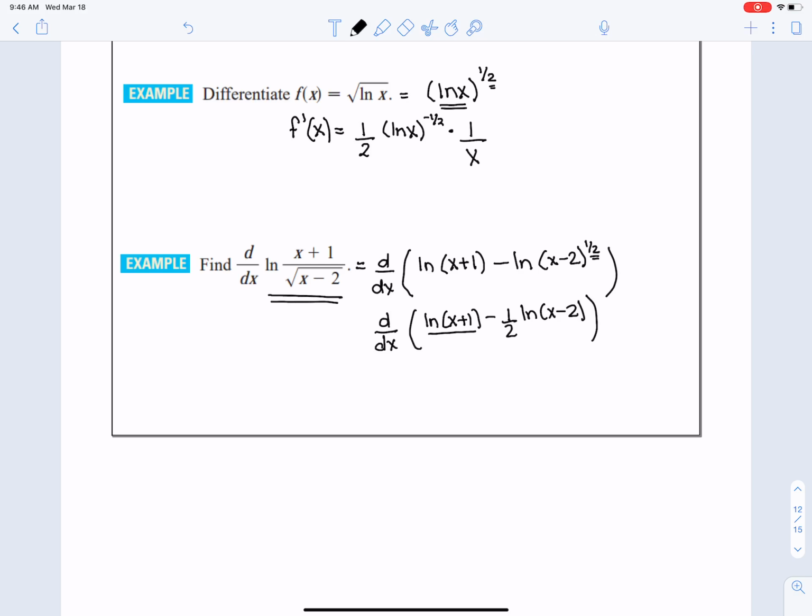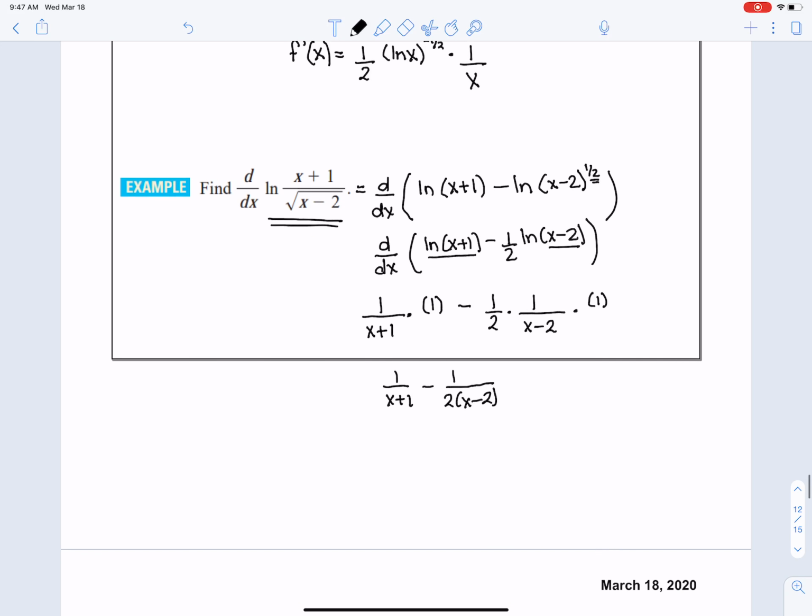Let's start with this first term. The derivative of ln is 1 over the argument, times the derivative of the argument, 1, minus, there's a constant multiple, so I'm going to leave the 1/2 on the outside. The derivative of ln of x minus 2 is 1 over the argument, times the derivative of the argument, which is 1. I could clean up my function, not by much, and I could do more, but right now we're just going to leave it in this form, so we can pay attention to the new ideas of derivatives.